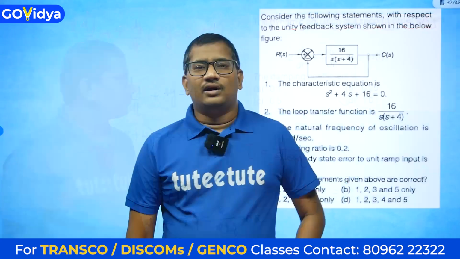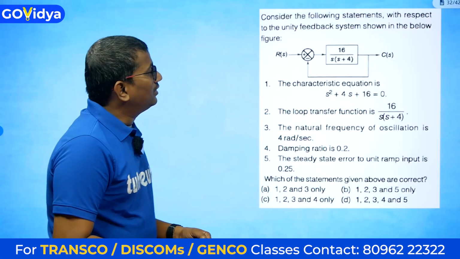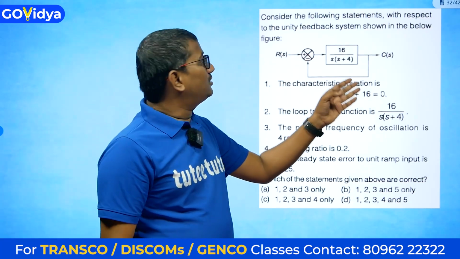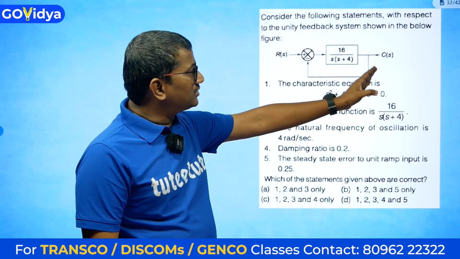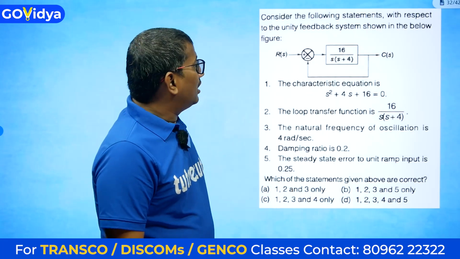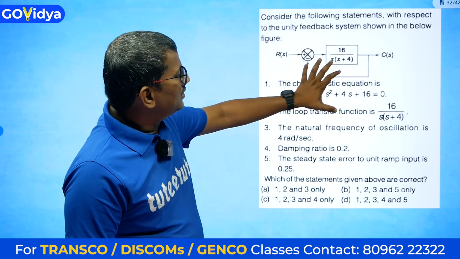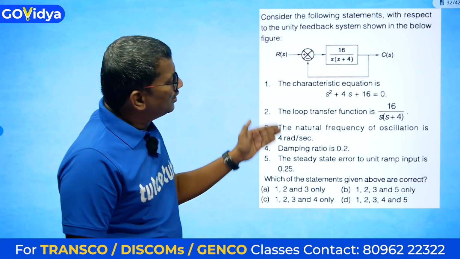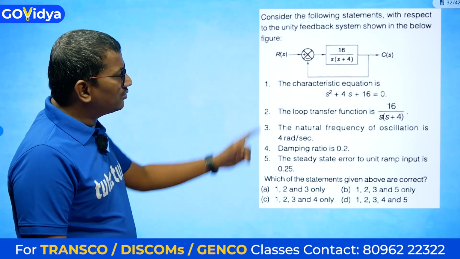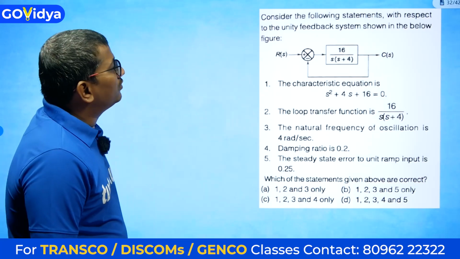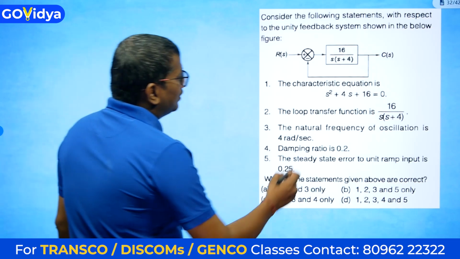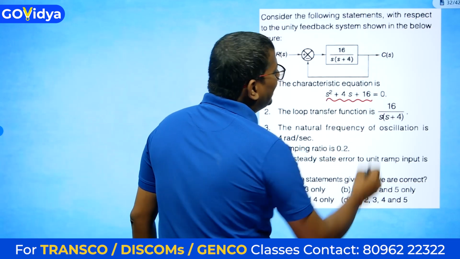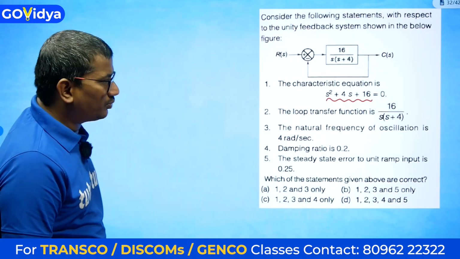Okay now, let us see this question. What are they asking? Consider the following statements with respect to the unity feedback system shown in the figure. They have given a block diagram, and they're asking about a set of points. Which of these points are correct with respect to this block diagram? First of all, they're asking about the characteristic equation. Is it correct or not? Generally characteristic equation refers to the closed loop, right?